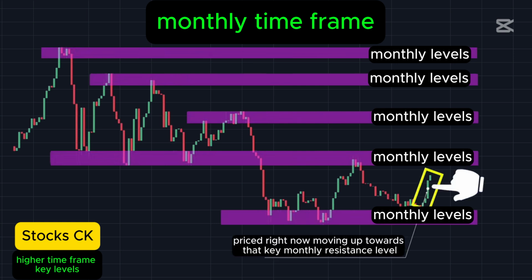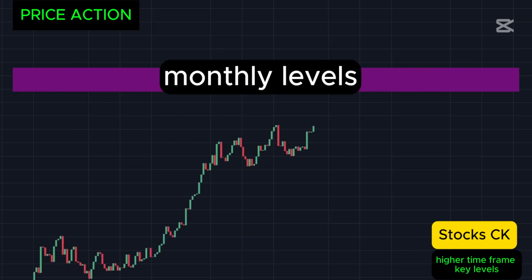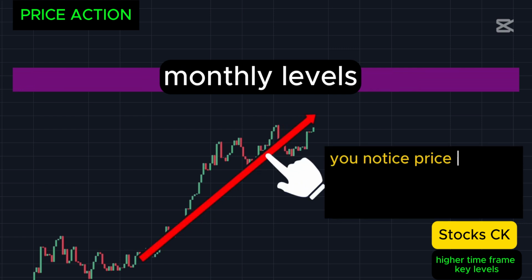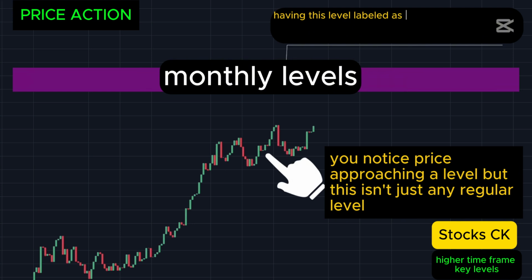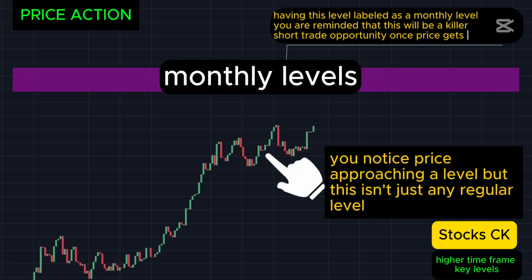moving up towards that key monthly resistance level, but again you aren't spending most of your time on the monthly time frame. So let's jump to a lower intraday time frame of this same asset. So you're doing your usual day-to-day trading on these lower intraday time frames, but then you notice price approaching a level. But this isn't just any regular level. This is a monthly level. By having this level labeled as a monthly level, you are reminded that this will be a killer short trade opportunity once price gets to the level.